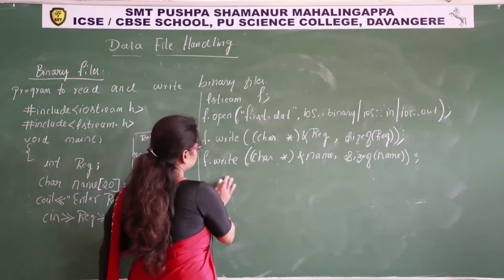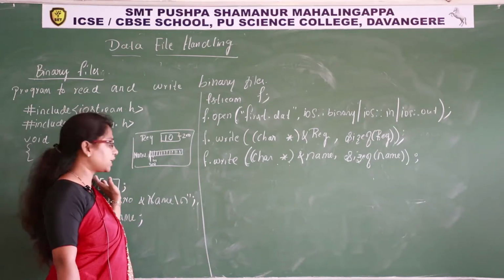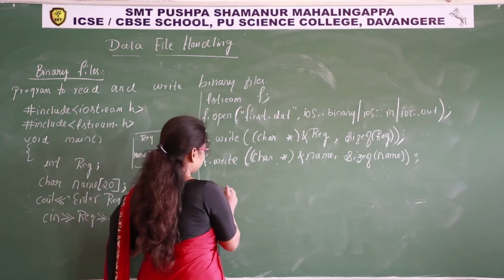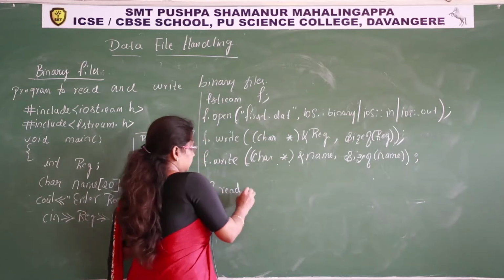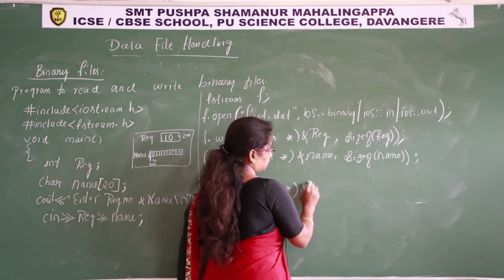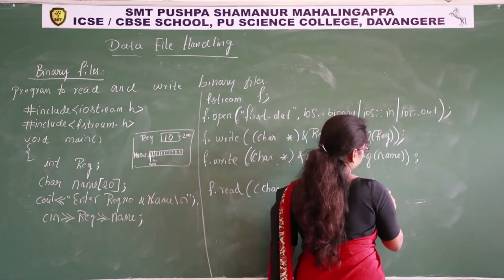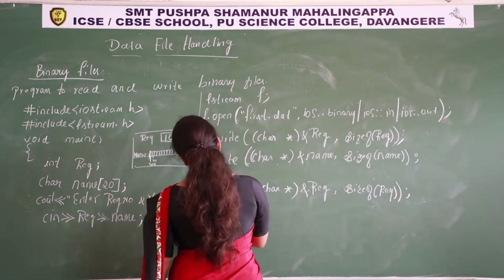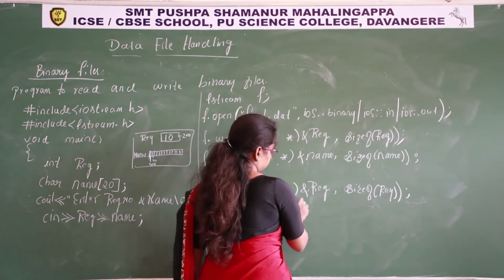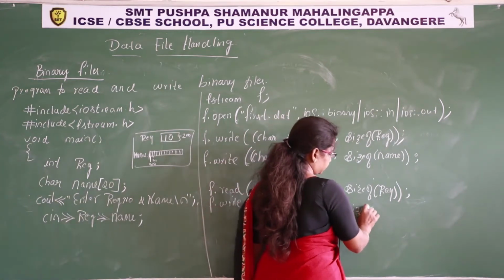Now I want to read the contents from the file, and where I have to store them? In these memory locations, reg and name. Where do I have to store? In reg and name. f.read((char*)&reg, sizeof(reg)). f.read((char*)&name, sizeof(name)).